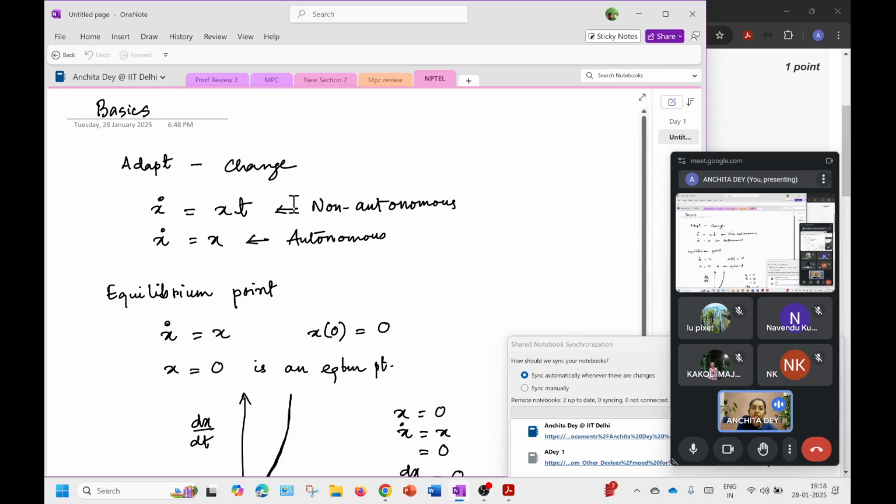that for a non-autonomous system we have T to be explicitly dependent, right? So T appears. And for an autonomous system there doesn't appear a T in the equation directly. So for example, x here varies with time, but we don't have T explicitly put in the equation like x t square or x t cube or x plus T. So that kind of expression should not appear.